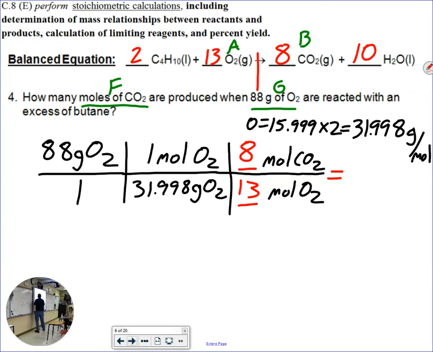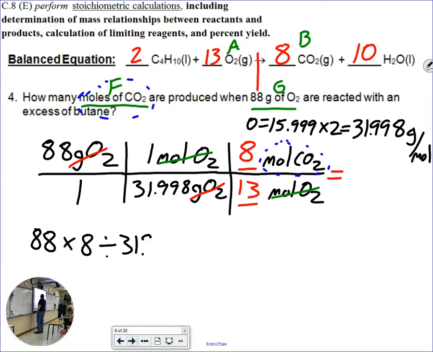When I go to cancel my units, this is so cool. Watch. Grams of oxygen cancels grams of oxygen. Moles of oxygen cancels moles of oxygen. What's the only unit left? Moles of CO2. What am I trying to find? Moles of CO2. So on this, I'm going to multiply everything on top and divide by everything on the bottom. So in other words, check this out. I'm going to go 88 times 8 divided by 31.998 divided by 13. I'll go ahead and plug that in and let's see what we get.